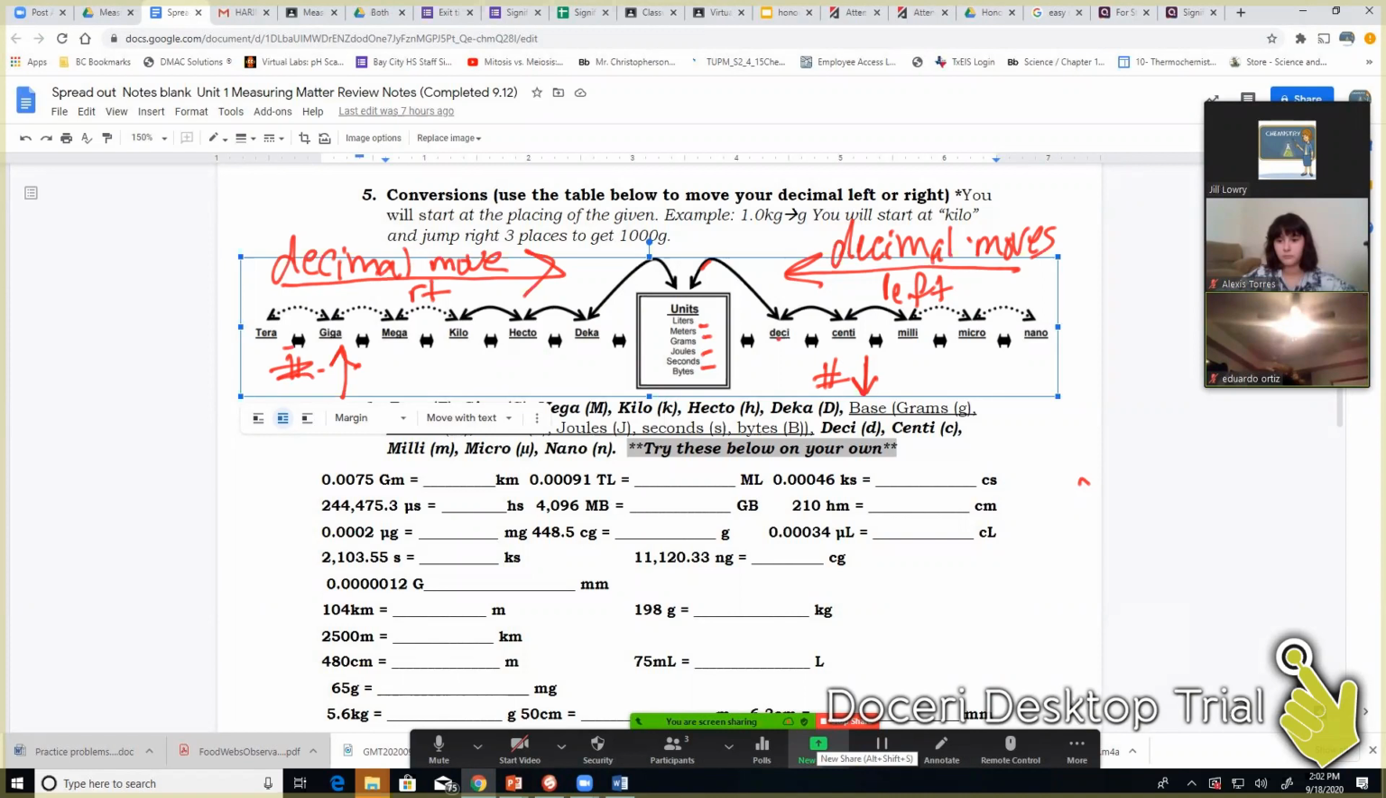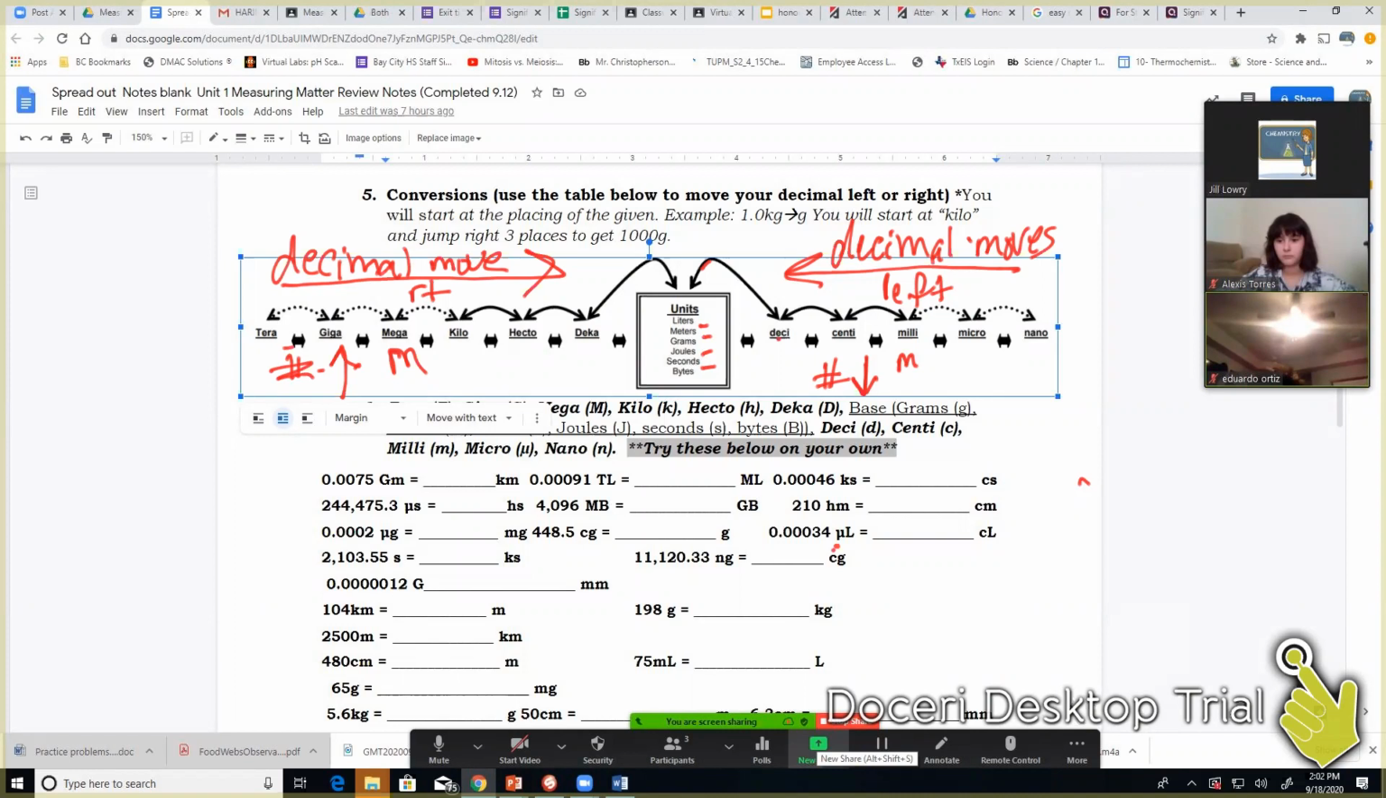So you always start with what you're given. If it's a big G, it's giga. If it's a big M, it's mega. Milli is your little m, so you can tell the difference between those two. And then this little funny looking U, right there, that's a micro.